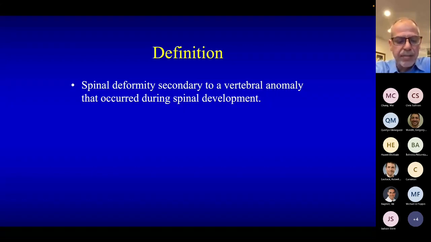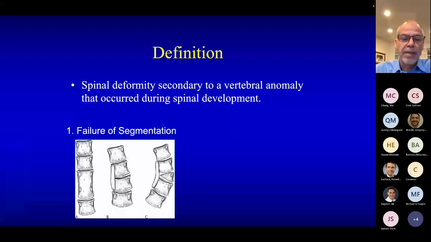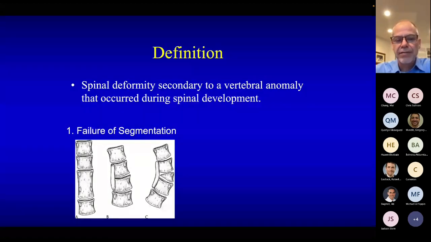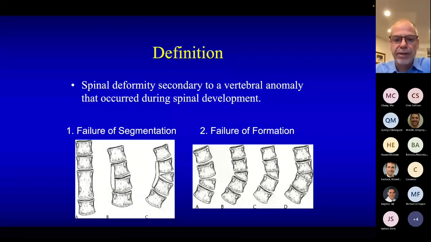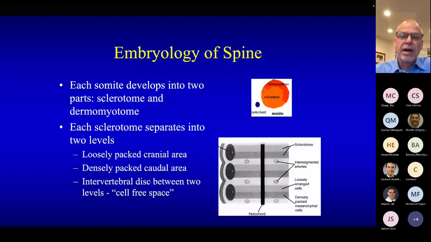It's really a spinal deformity secondary to a vertebral anomaly that occurred during spinal development. And it's mistaken a lot, especially for scoliosis that's early at birth or close to early in age, like infantile scoliosis. People assume that any scoliosis that you are born with must be congenital, which is not always necessarily the case. And there's two types of congenital scoliosis in terms of its etiology, and that's the failure of segmentation and a failure of formation. And we'll review both of these.